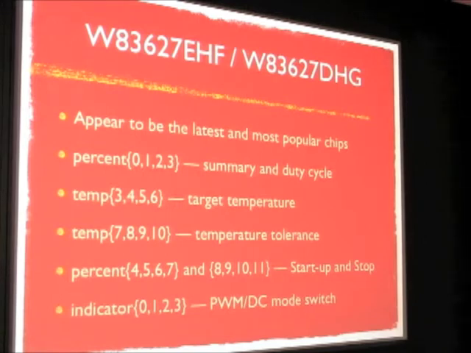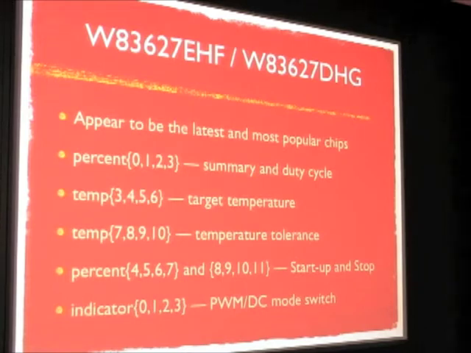Then another type introduced were the temp 3, 4, 5, and 6 sensors, which allow you to specify the target temperature of the specific sensors. Then temp 7, 8, 9, and 10 allow you to specify the temperature tolerance for each temperature sensor. And then the %4, 5, 6, 7, and 8, 9, 10, and 11 allow you to specify start and stop values.